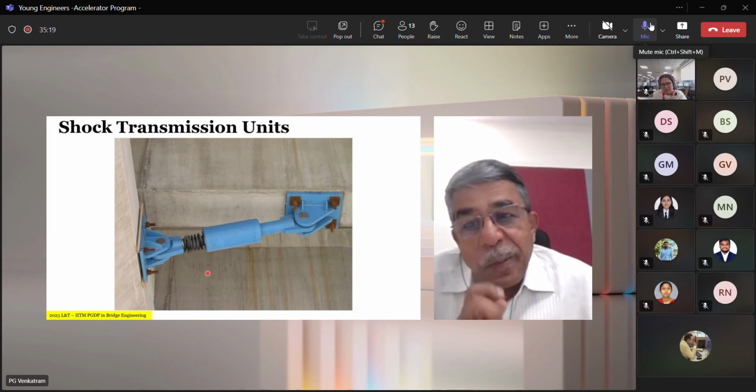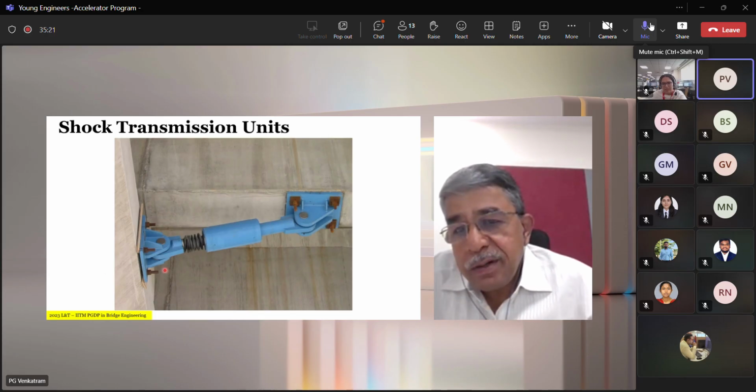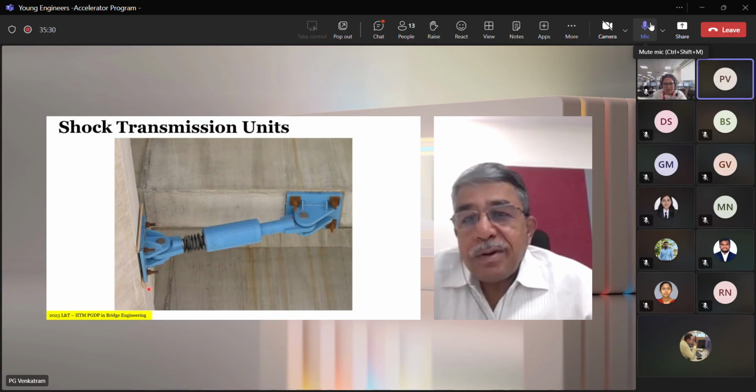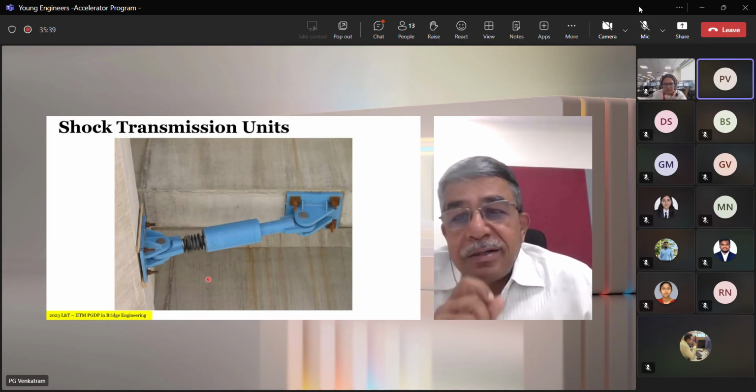You don't see any problem here? You don't see this gap? You don't see this alignment being done by temporary timber wedges? Absolutely. Your observations should be alert to all these things.